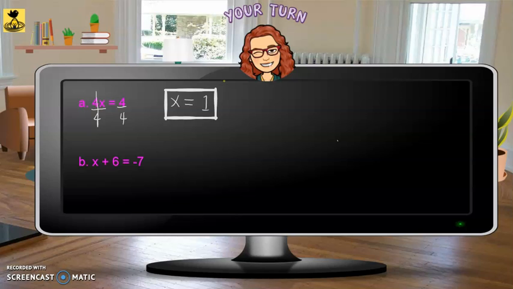So here, this is plus 6. So we need to minus 6 both sides. So this is SPE, subtraction property of equality. Plus 6 minus 6 is 0. So what we have left here is x equals negative 7 minus 6, which is negative 13. So x is equal to negative 13.